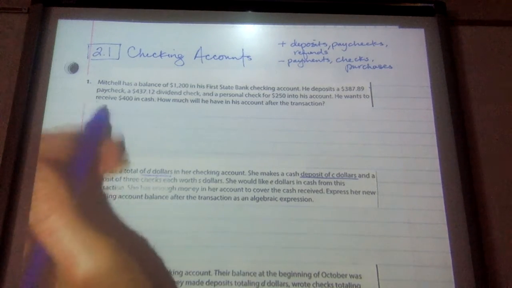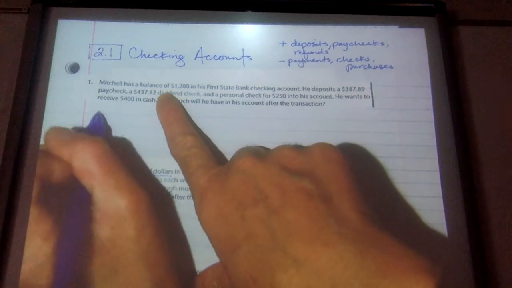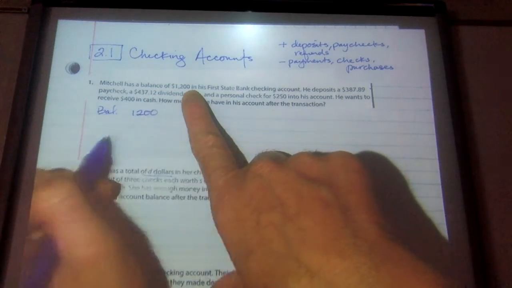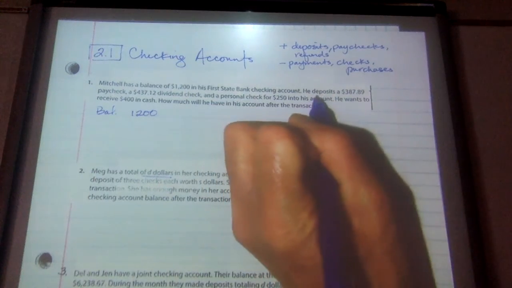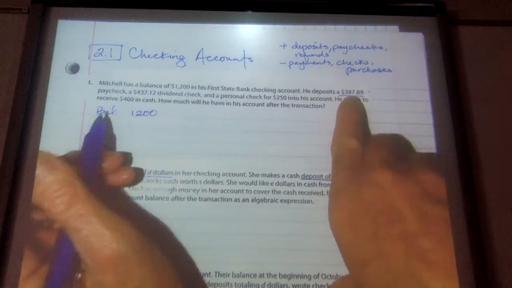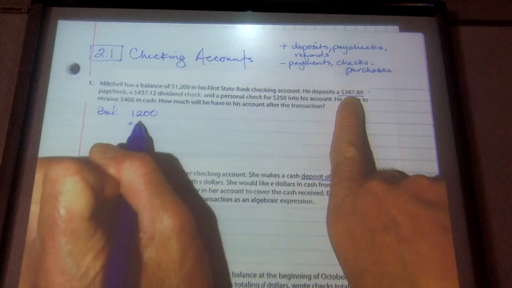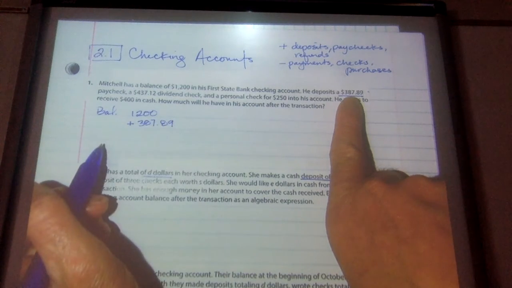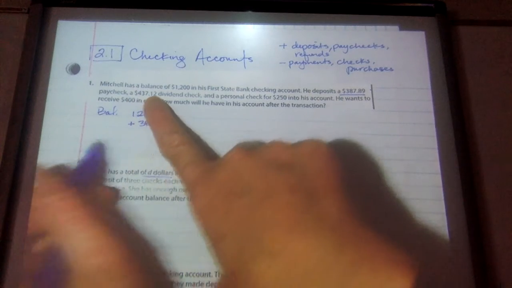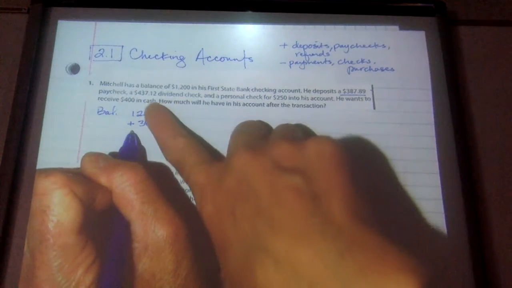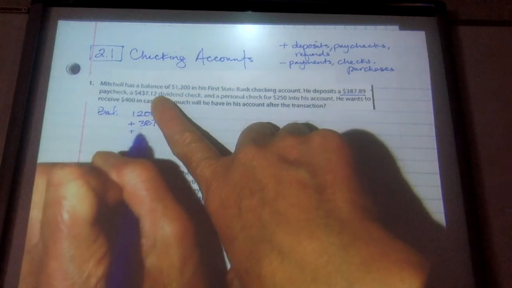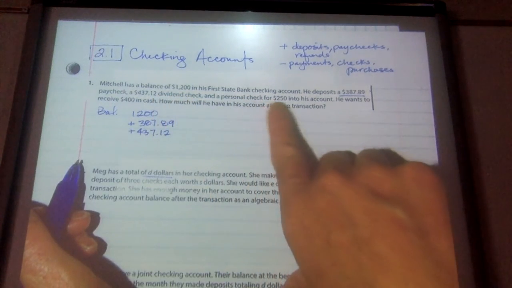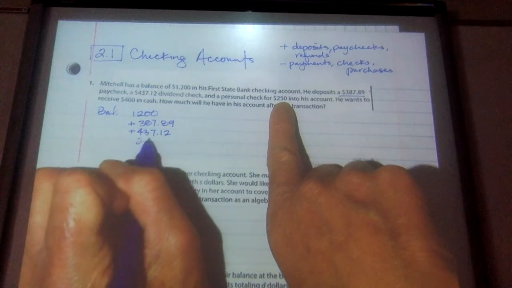So here we go. Mitchell has a balance, so his balance is $1,200. He deposits a check, so a deposit is a plus, a check for $387.89. That was his paycheck. He also received a dividend check of $437.12, and he deposited a personal check.